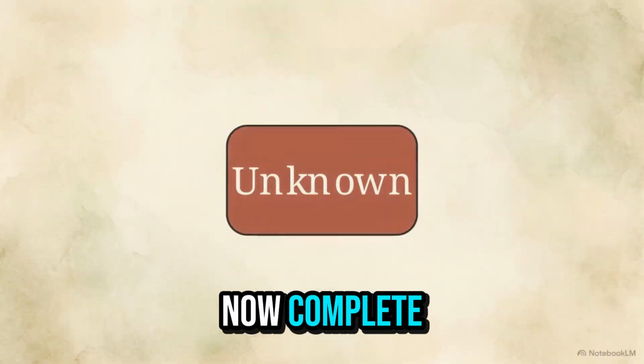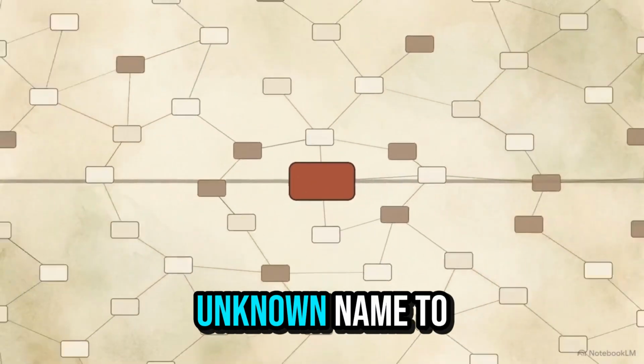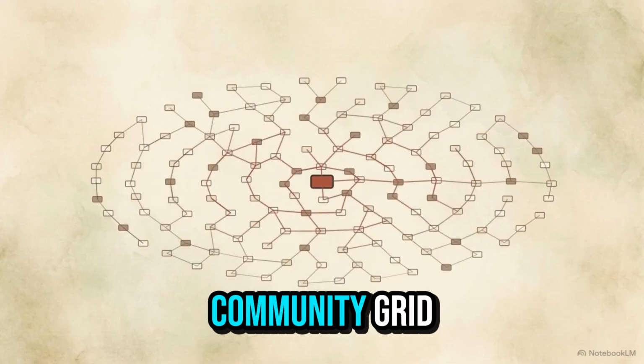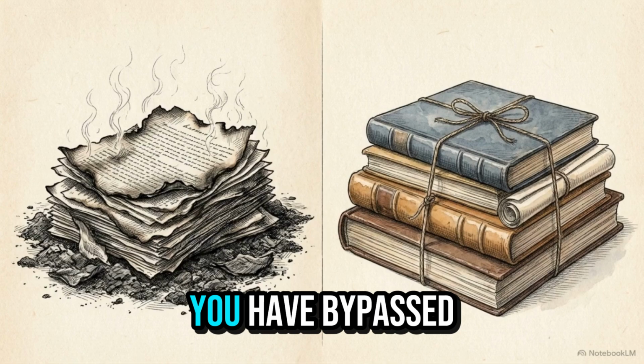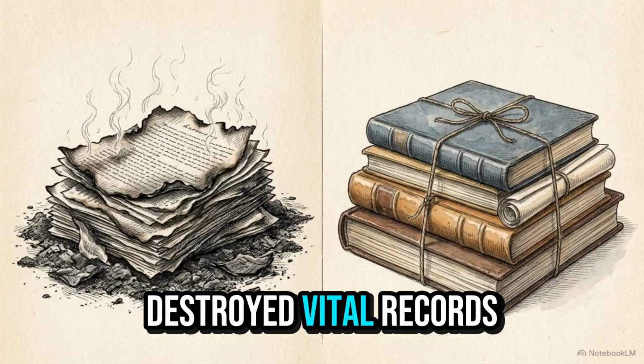The process is now complete. You have moved from a single unknown name to a fully populated community grid. By proving the connection through the actions of the surrounding community, you have bypassed the problem of destroyed vital records.